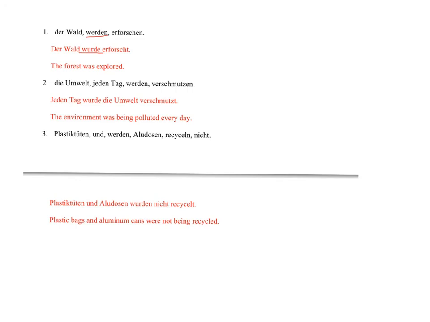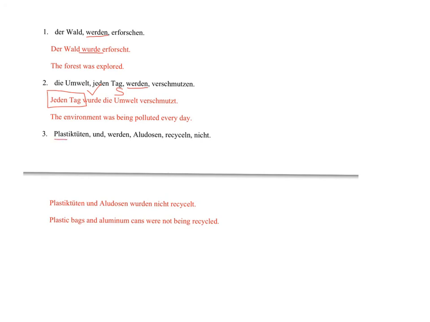The environment is being polluted every day was the example we had earlier for present tense. So instead of wird, we're going to use the singular past tense, wurde. Time first, verb always second, and then the subject. Jeden Tag wurde die Umwelt verschmutzt. The environment was being or was polluted every day.